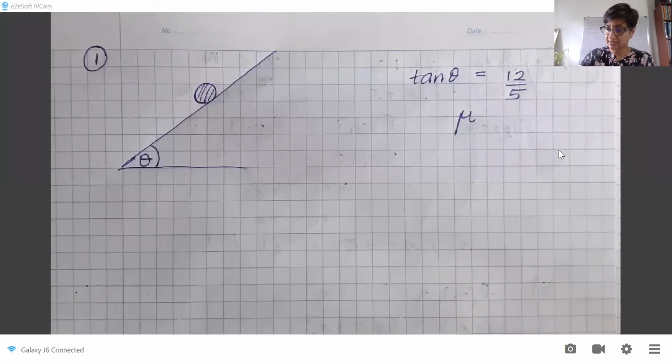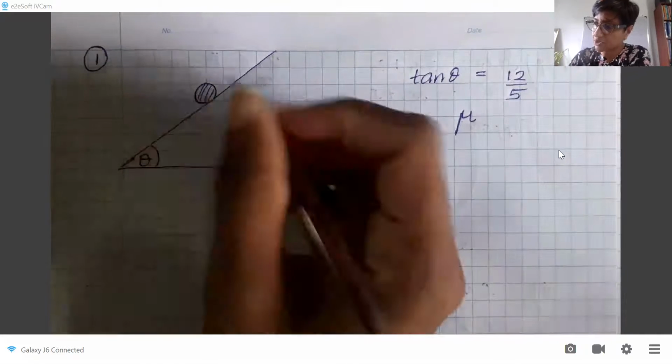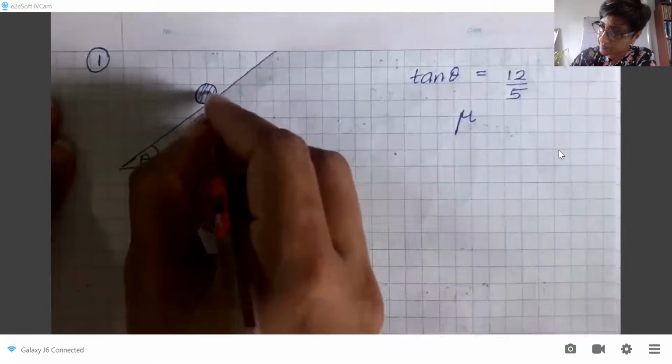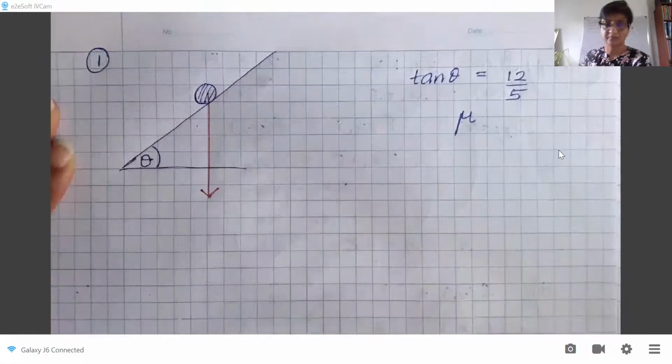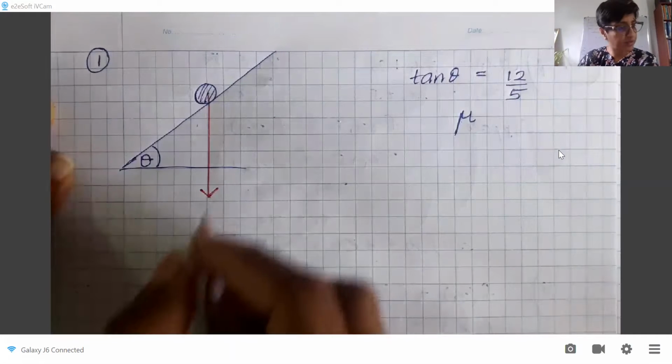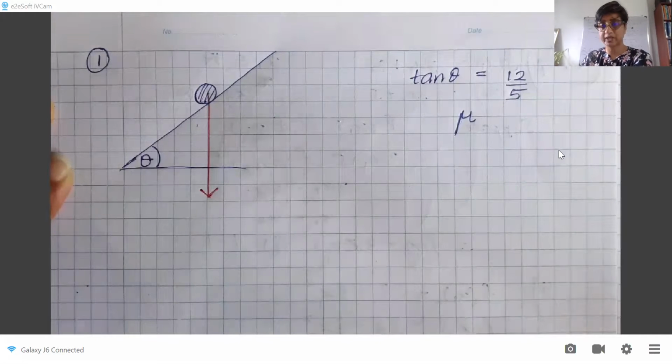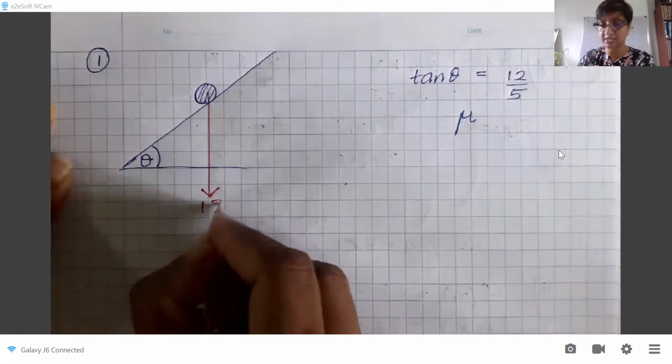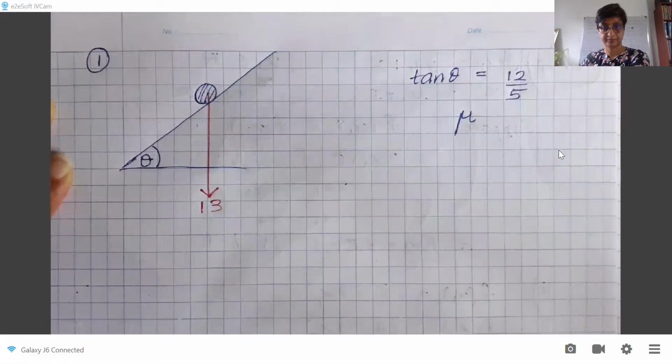Mass is given. That I will mark on the diagram. I'm going to mark the forces acting on this. Weight. Notice how I draw a long line for the weight arrow. I know the mass is 1.3, so weight would be 13 newtons. So I will put 13 here. Mass into G. G we consider to be 10. So 1.3 is the mass, into 10 is 13. So the weight is 13.